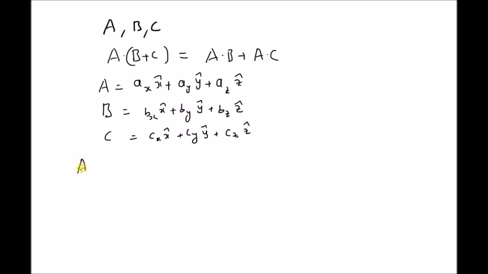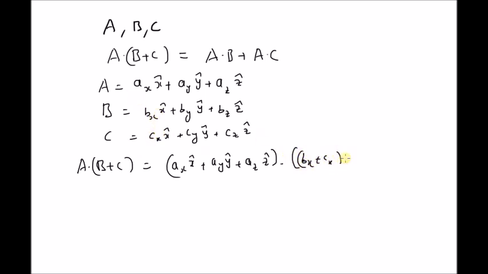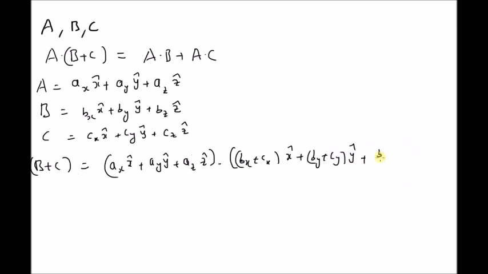That is, A dot (B plus C) is equal to (ax x hat plus ay y hat plus az z hat), and we want to find the dot product of this vector with the sum B plus C, which is (bx plus cx) into x hat plus (by plus cy) into y hat plus (bz plus cz) into z hat.